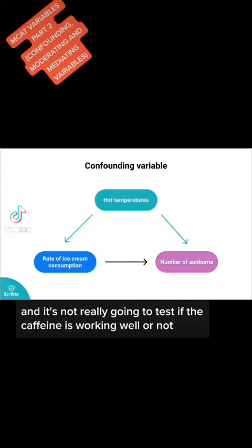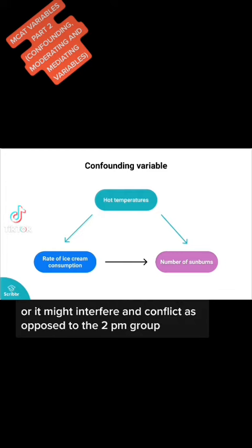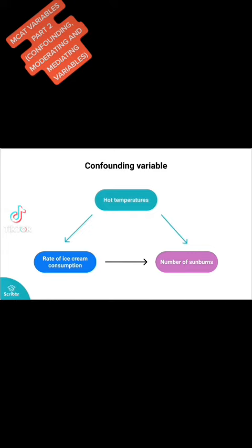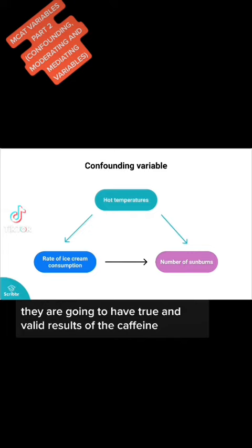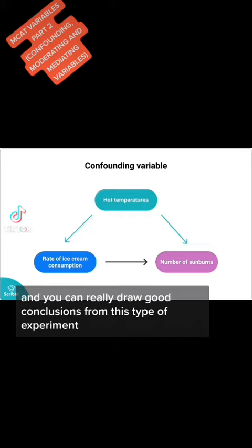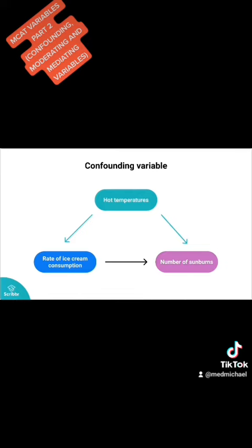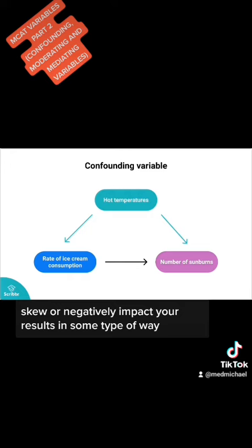And it's not really going to test if the caffeine is working well or not, or it might interfere and conflict, as opposed to the 2 p.m. group who is biking at a more so normal time. They are going to have true and valid results of the caffeine, and you can really draw good conclusions from this type of experiment. So this is an example of a confounding variable. When you have a variable that's going to skew or negatively impact your results in some type of way.